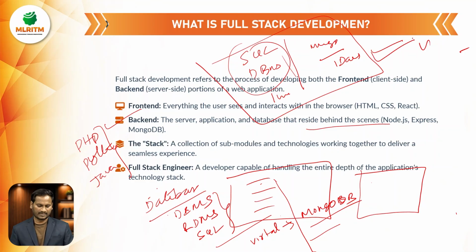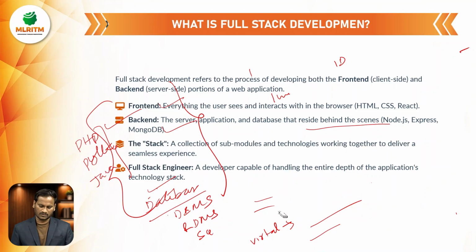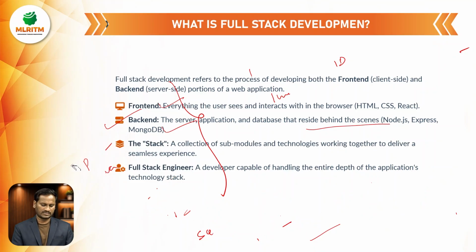This is about database. So if we know these three ends, front end, back end, and database, we will be placed as a full stack developer. This is the meaning of full stack development. If you want to know about full stack, the things we must know are front end, back end, and database. We have to work with these three elements.